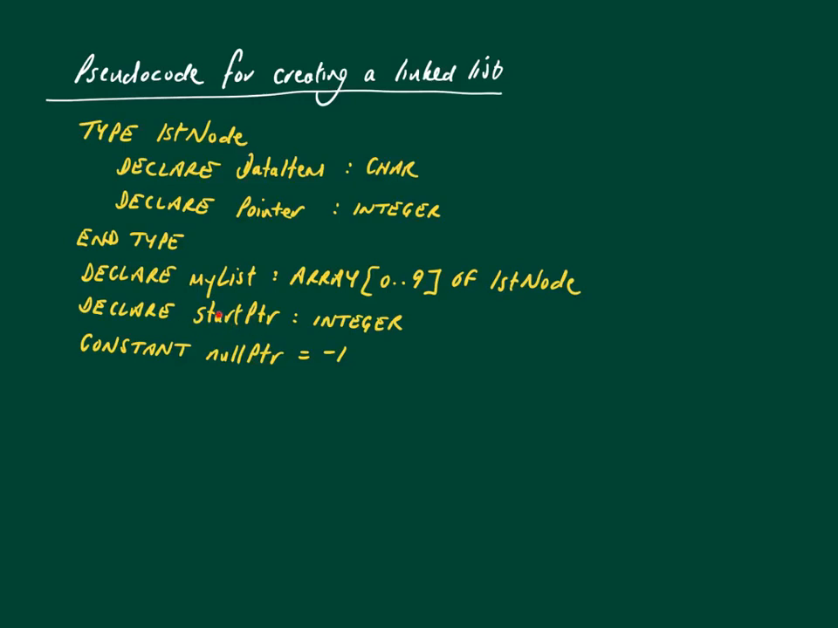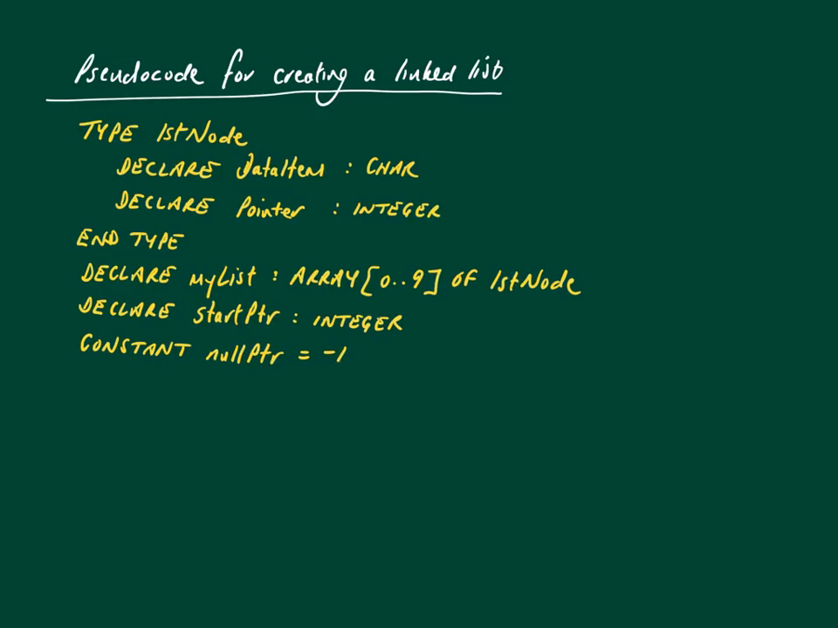We need a start pointer, which is going to hold an integer value, telling us which of the 10 possible elements of the array is the start. And we have something which is a constant, because it's not going to change, which is the null pointer. Now, as you would have seen on previous slides, we used 0 to identify the null pointer, but because we have array element 0, we can't use a 0, so we have to use a -1.